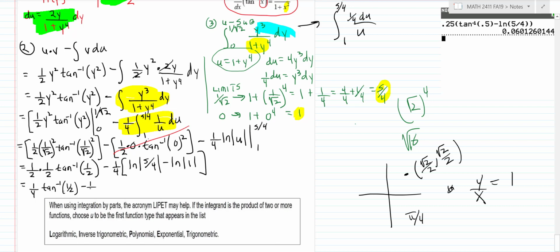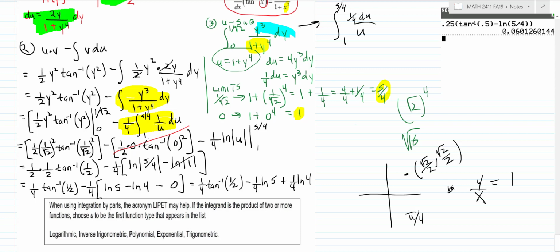Okay, now when we simplify this, we could write this as ln of 5 minus ln of 4. That's how you handle a log of a fraction. The ln of 1 is 0. So it looks like I would have 1/4 inverse tangent of 1/2. Now I can distribute through, and I would get minus 1/4 ln of 5 plus 1/4 ln of 4 like that.